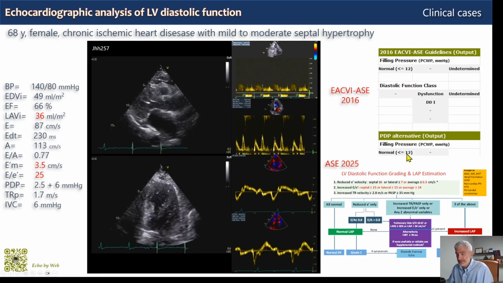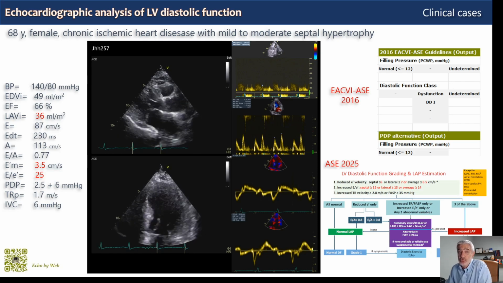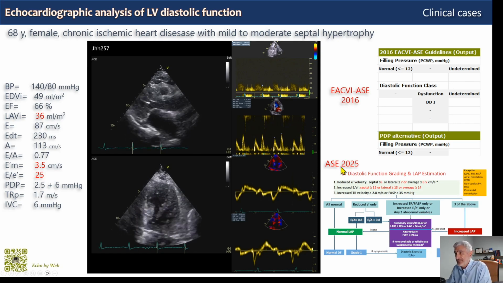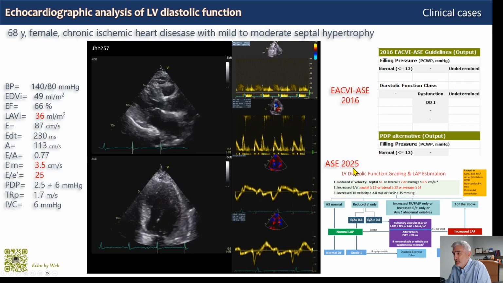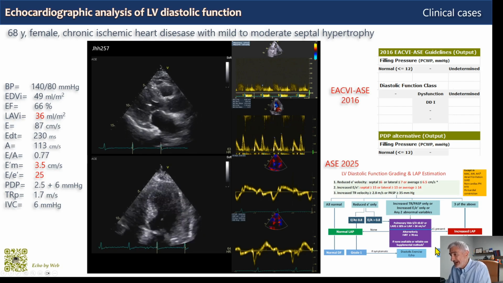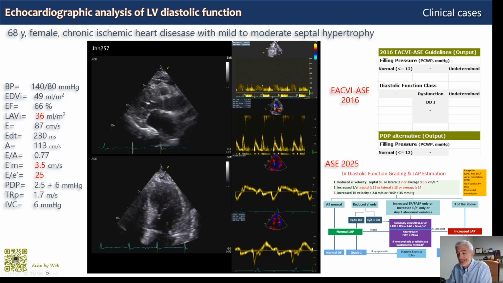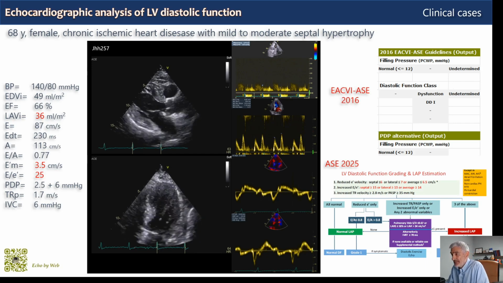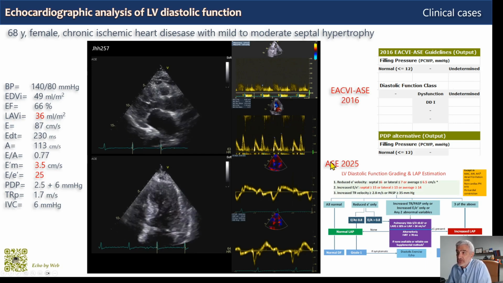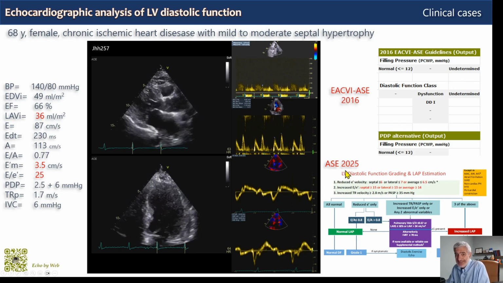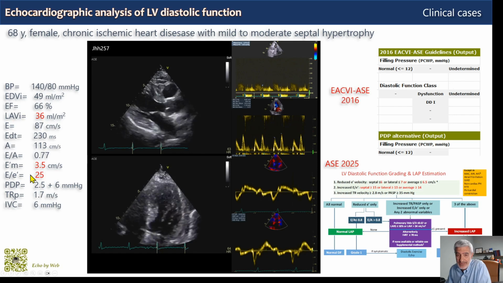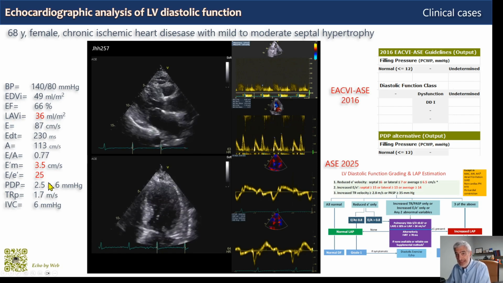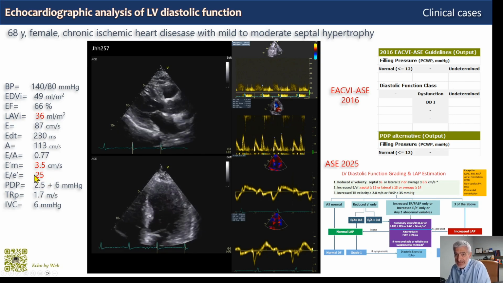normal filling pressures. But if we go to the most recent algorithm of the American Society of Echocardiography, the 2025 new algorithm, it will give you a grade 2 pseudonormal diastolic function class with high filling pressures. And why is this? This is because this new algorithm gives priority to E on E prime, which in our case is clearly misleading. And why is this E on E prime misleading?